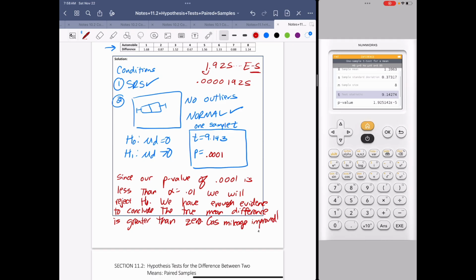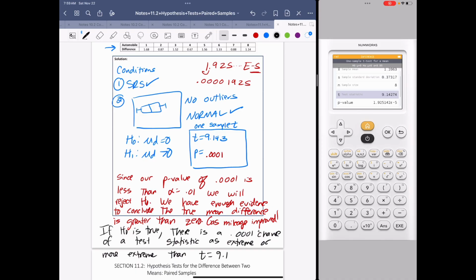All right, and for my interpretation, I'm going to say if H0 is true, there is a 0.0001 chance of a test statistic as extreme or more extreme than ours. T equals 9.143.